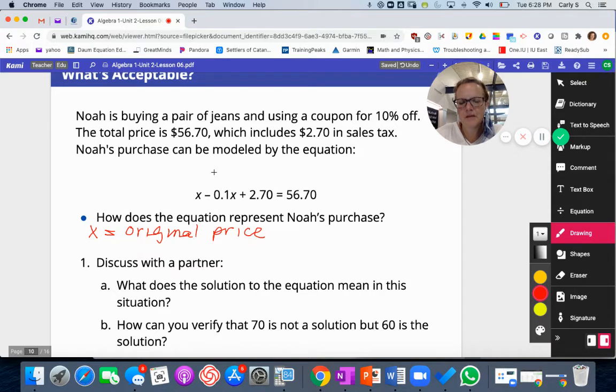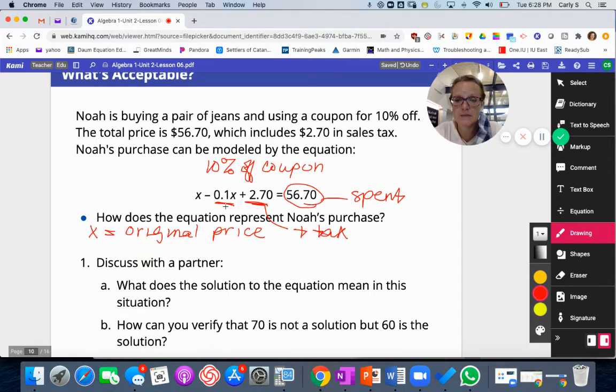Okay, and then if we take off the 10%, this right here is the 10% off coupon. And this right here is plus tax. And this is how much Noah spent. So the original price minus the 10% off coupon plus the tax is how much Noah spent.